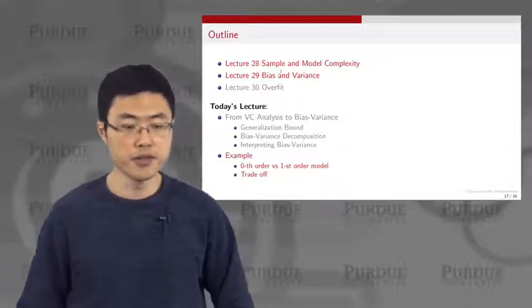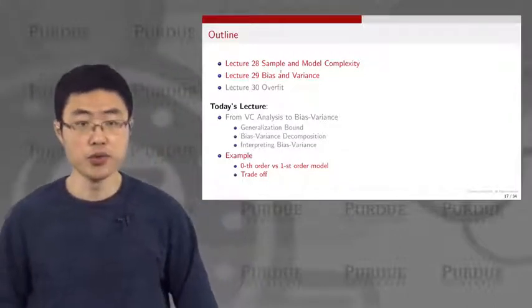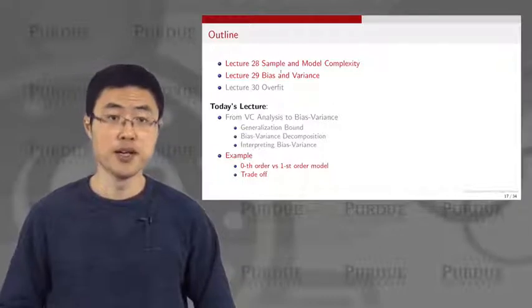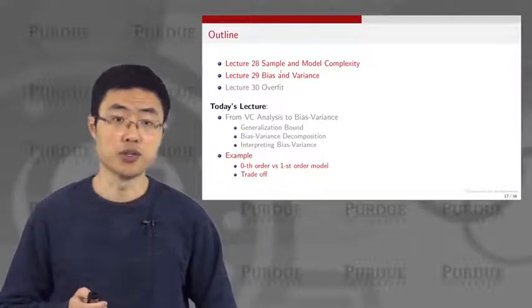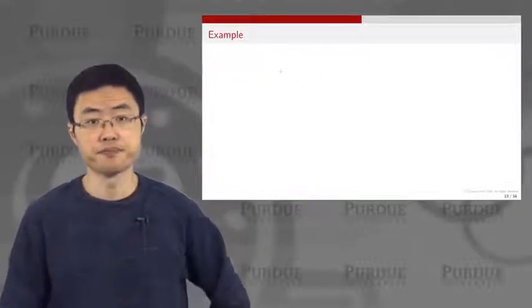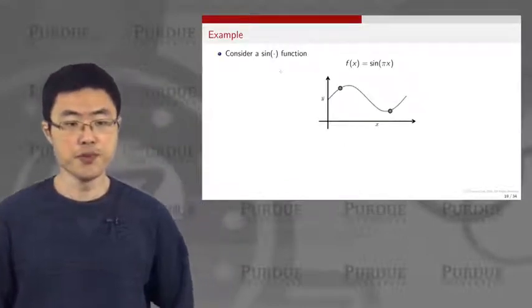Alright, so let's talk about some examples. We're going to look at one very simple example, and from that example, we are going to look at the trade-off between bias and variance. So the example is the following.